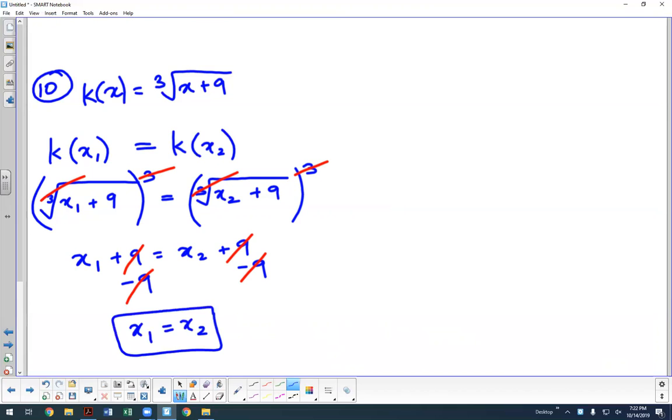And again, since we can prove that they are equal to each other, that again means our function is 1-to-1, which means we can find its inverse. It's invertible.